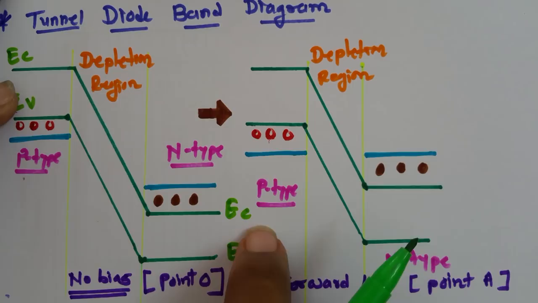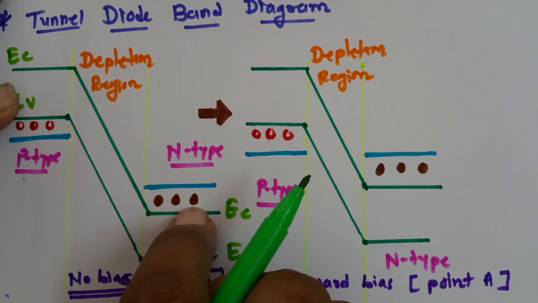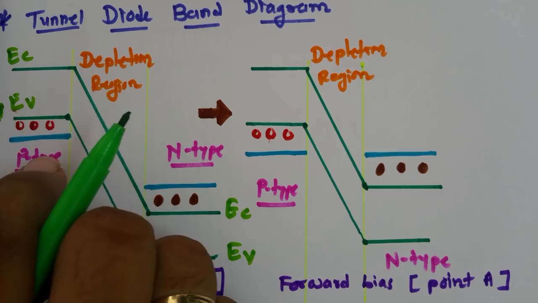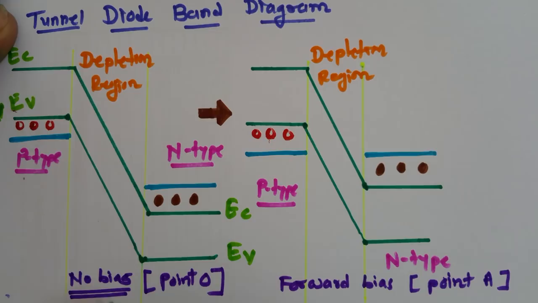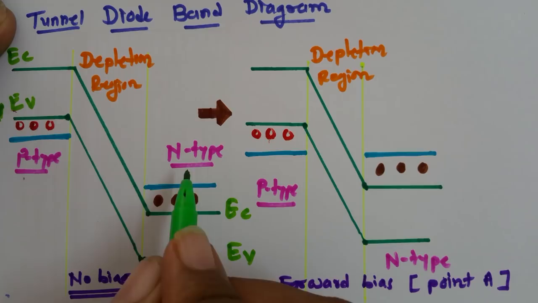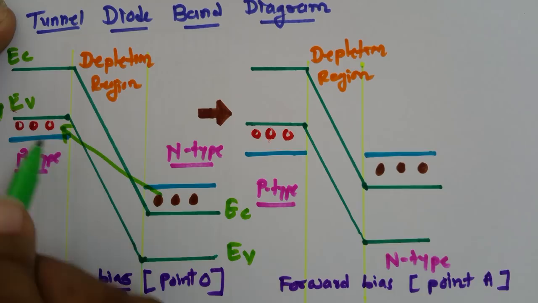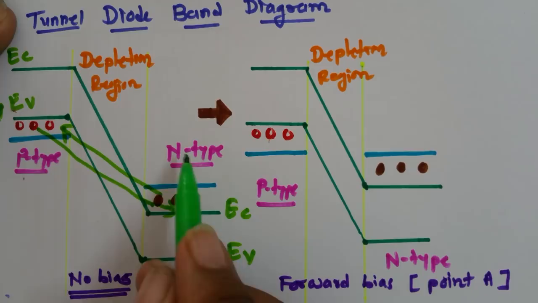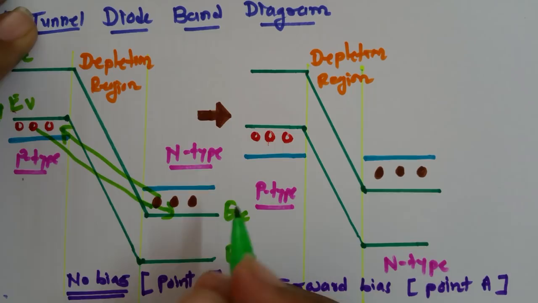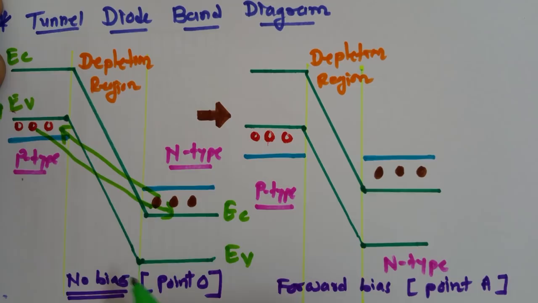We can see these are electrons in the conduction band of the n-type layer, and these are holes in the valence band of the p-type layer. So if it is in no bias condition, electrons penetrating through the depletion region are getting combined with holes of the p-type region, and the same number of holes are flowing from p-type to n-type and combining with n-type. So the total number of electrons and holes flowing is equal, leading to zero current flow. In no bias condition, voltage will be zero and current will be zero.